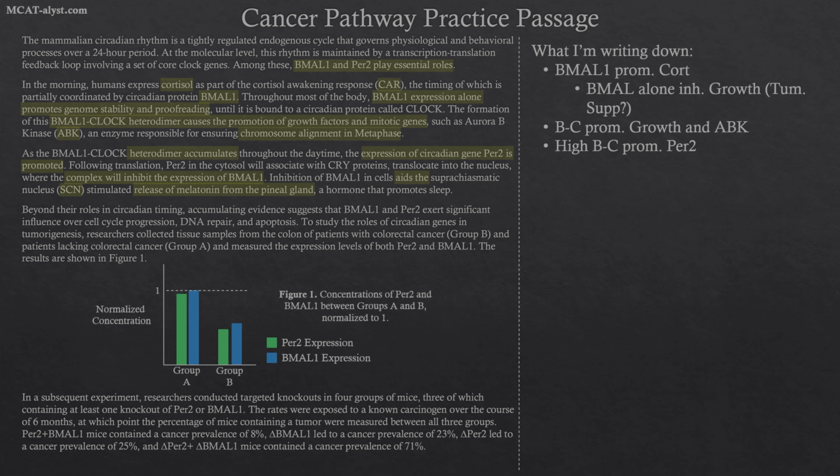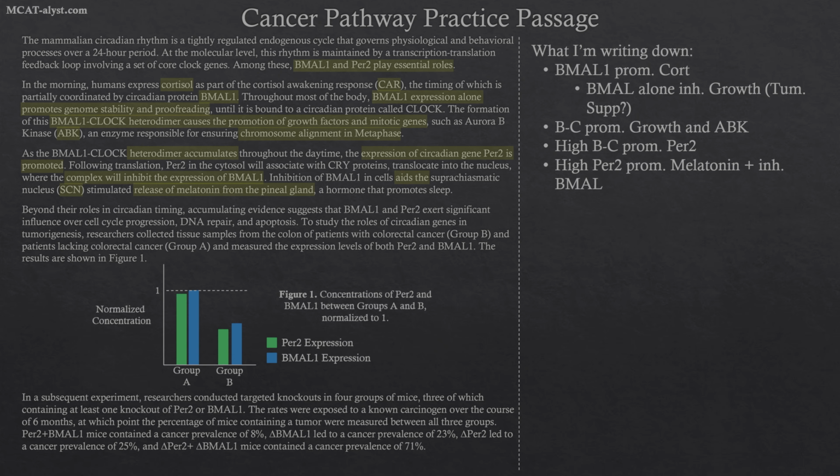But apparently this thing, the SCN, the suprachiasmatic nucleus, is helping us release melatonin. And the way that it does that is through this inhibition of BMAL1 that PER2 is doing. So as PER2 levels accumulate, that's going to promote the inhibition of BMAL, which is going to allow us to promote the production of melatonin.